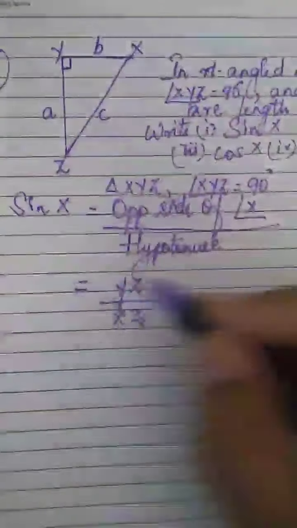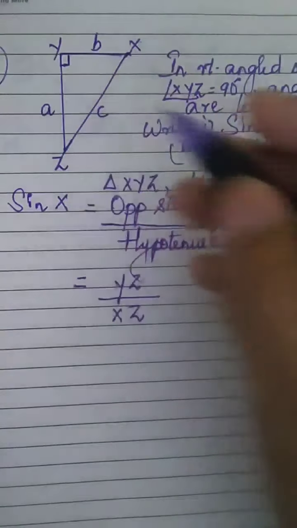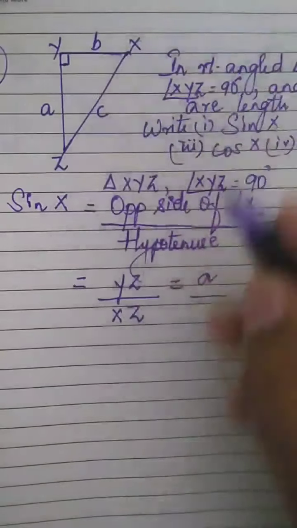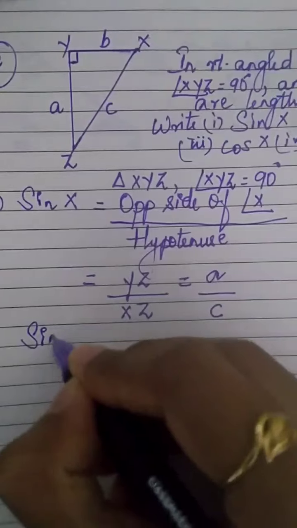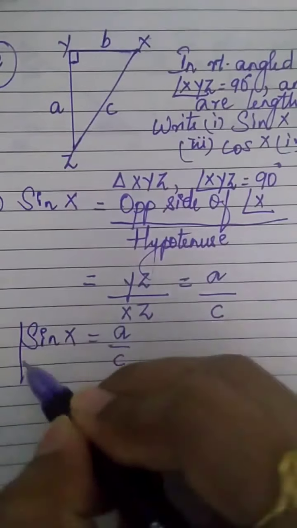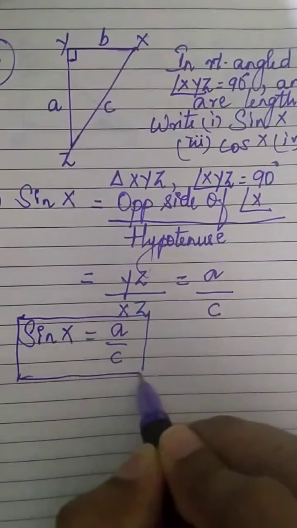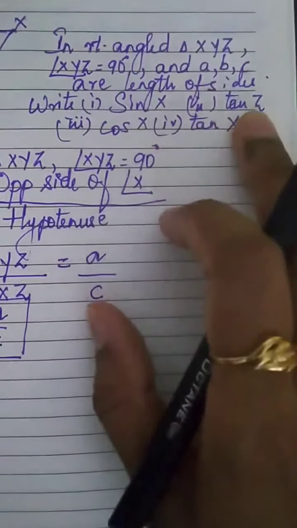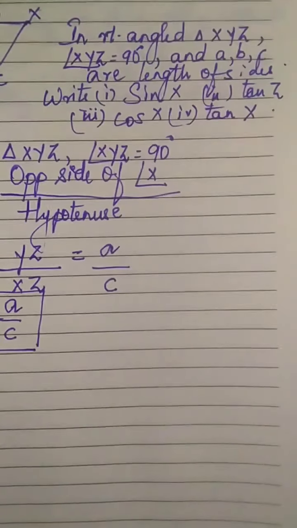Now look into the figure. They have given the length of YZ as, where is YZ? YZ is given as A, and XZ is given as C. So what is the correct ratio? Sin X is equal to A upon C. Write this ratio down. Highlight it. So simple. Similarly, I want you to try the next sum. Pause the video, get the answer and then check.